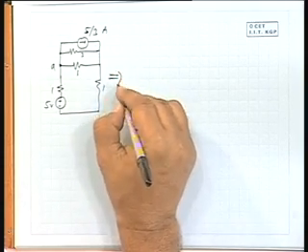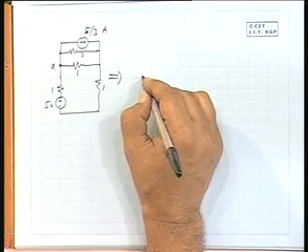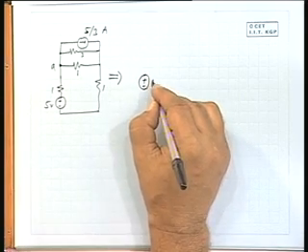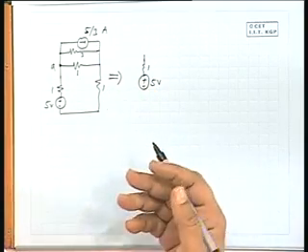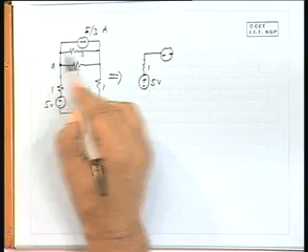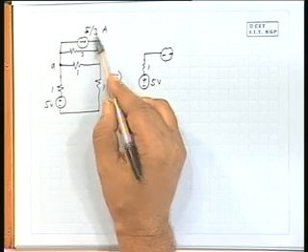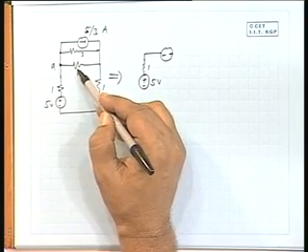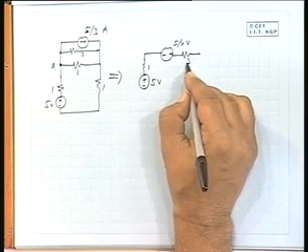Now you see, I am replacing once again the current source by a voltage source. The polarity will be such, because the current is going like this, that this is at a higher potential. So, 5 by 3 is the current source value multiplied by the equivalent resistance 3 by 4. So, it will be 5 by 4 volts in series with 3 by 4 ohms.